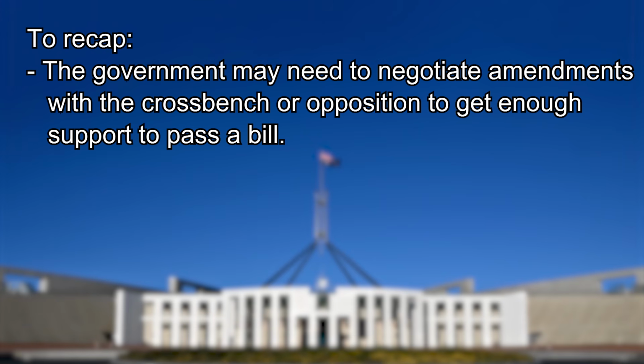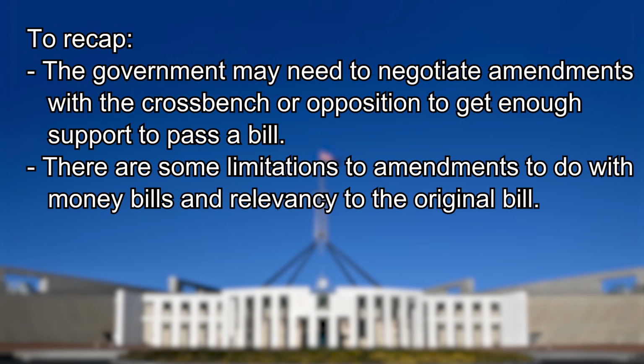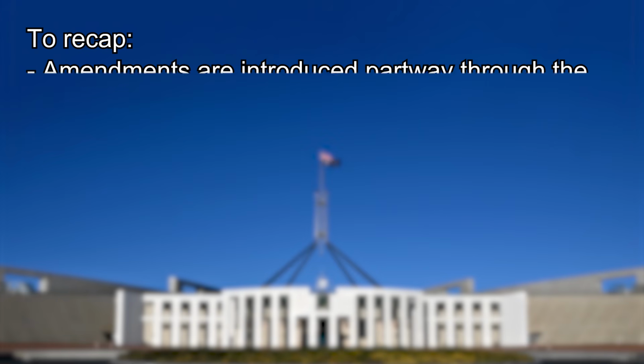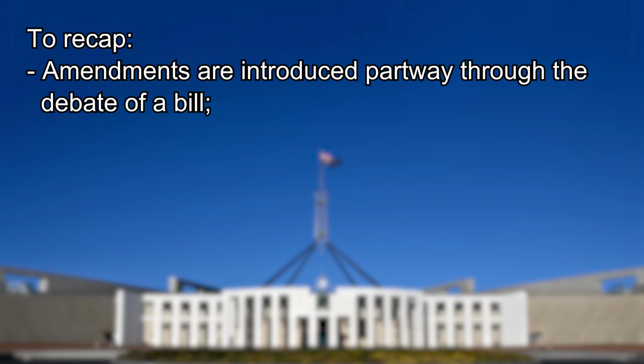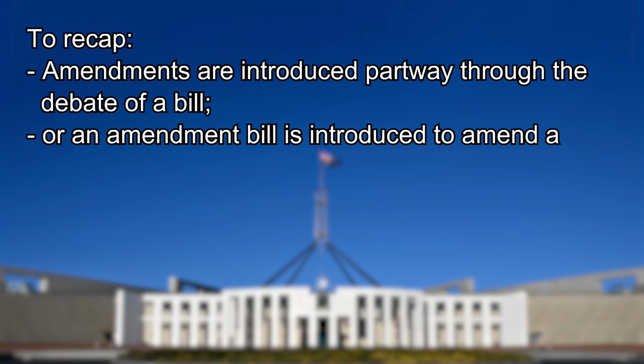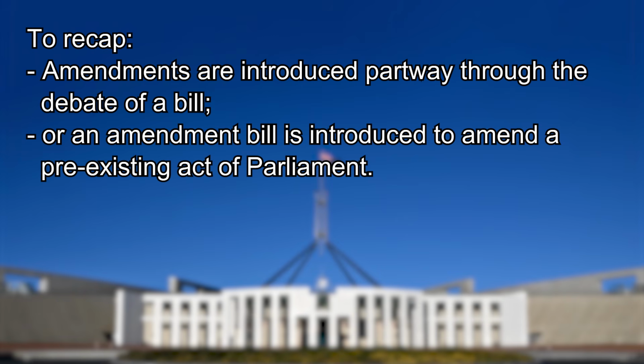Sometimes it's necessary for the government to negotiate with the crossbencher opposition to make amendments to a bill to get their support and pass it. And there are some limitations on what an amendment can do, namely there are limitations on how and who can amend money bills, and also it has to be relevant to the bill at hand. And amendments can be introduced partway through the debate of a bill, or can be introduced as an amendment bill to alter a pre-existing Act of Parliament.